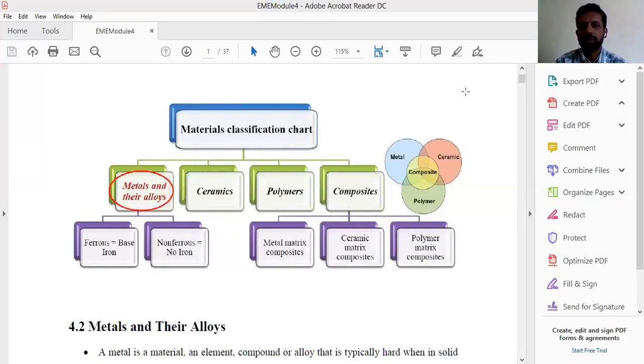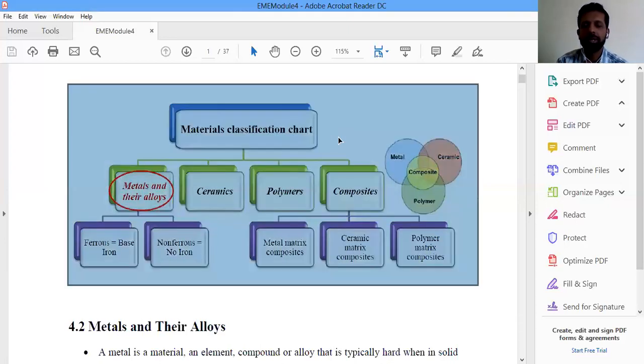Okay, so basically, if you draw a chart of the materials that can be classified, it looks like this, where we have the first one to be metals and their alloys, and then we can have ceramics, that's a different group of materials, and polymers is the third one, and then we have the composites. That is the latest material that is being used today in many applications.